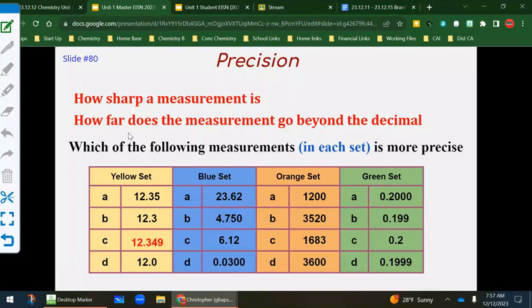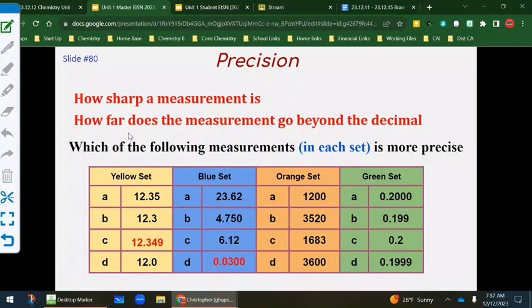So this number only goes to the tenths. This number goes to the tenths. This number goes to the hundredths. This number goes to the thousandths. This is the most precise number out of these four. Okay? How about out of these four? Which is the most precise number, ladies and gentlemen? In the blue set, which is the most precise number? D. D is the most precise number, ladies and gentlemen. D down here at the bottom.